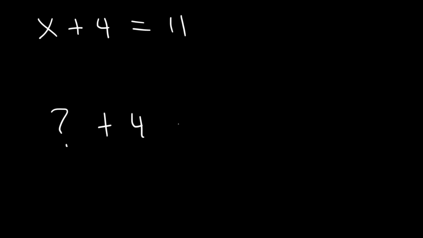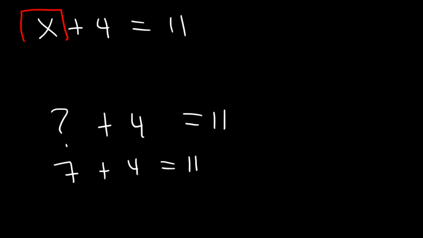Now let's move on to solving simple linear equations. So here's an example. x plus 4 is equal to 11. What is the value of x? So x is simply a number which you currently don't know the value of. So ask yourself, what number plus 4 is equal to 11? Intuitively, you know that 7 plus 4 is 11. So therefore, x has to be equal to 7.